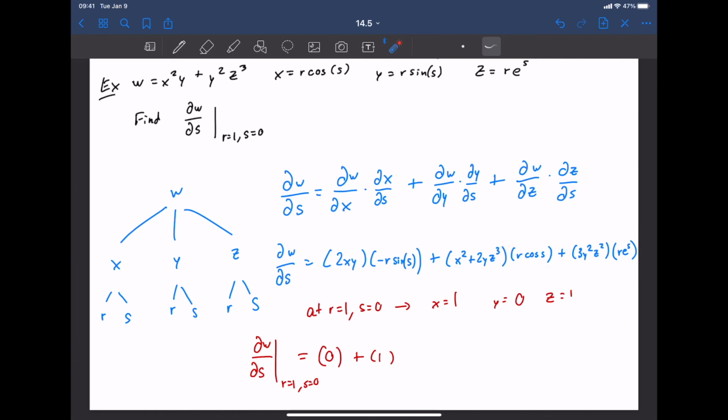R cosine s, that's another 1, plus y is 0, so this whole thing is 0. So we're talking about 1 as the final answer. You might be saying, well, that was a lot of work just to get that. It's not too bad. You guys can handle it, I am sure.